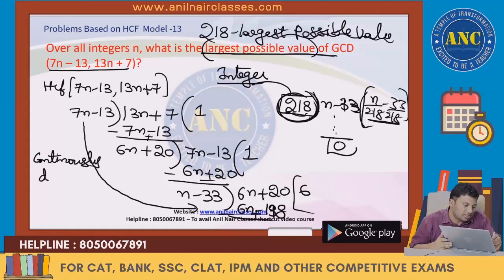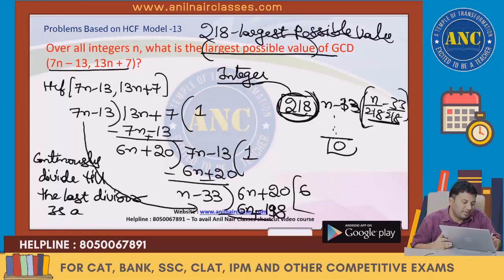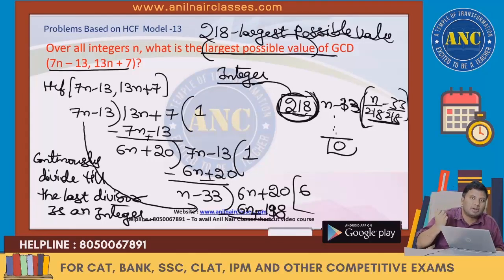Continuously divide till the last divisor is an integer. Please write down: continuously divide till the last divisor is an integer. We do not know, because if it is numbers, I would have taken the factor of their difference. The question is in a linear expression. So if I subtract it also, I will get 6n plus 20. That will give the form of the number, but that does not necessarily give the answer. I hope it is clear. Continuously divide till you get an integer. Answer for this question is 218. Next one.